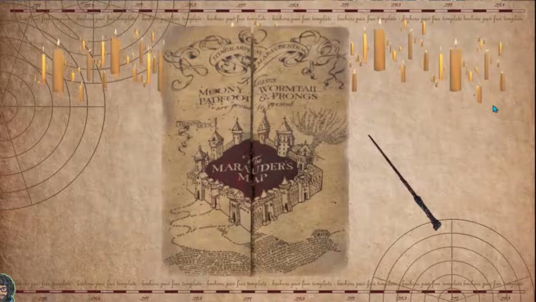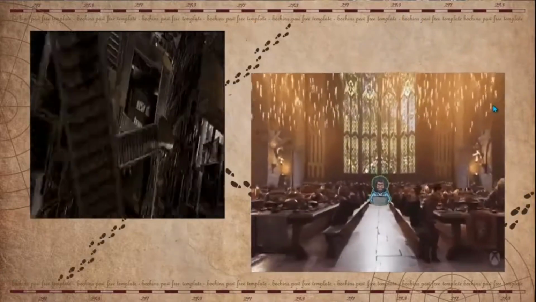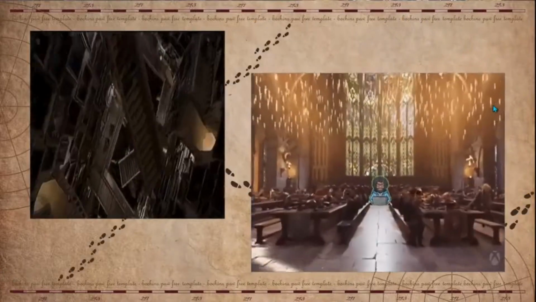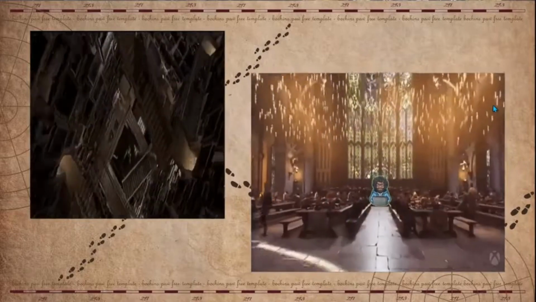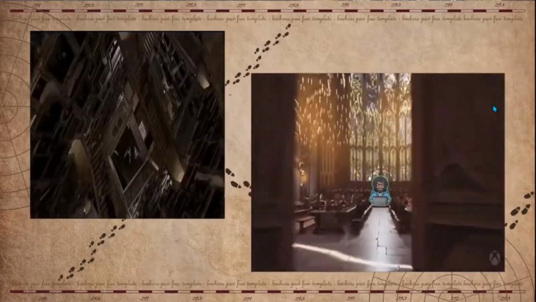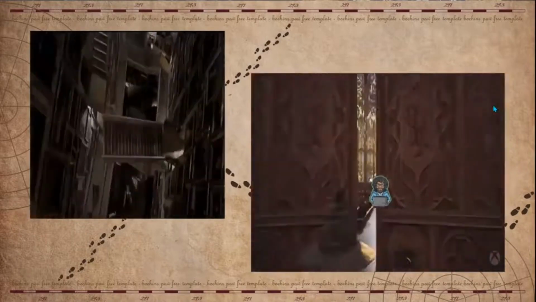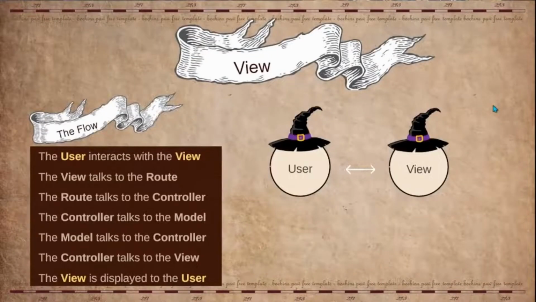And now, since I've added the Mossa Vitri Charm, if you tap on where you want to go, for instance, the Great Hall, the staircases move and the map will give you a direct path from here to the Great Hall. So let's look at this chart again. The user interacts with the view, some other stuff happens, and the view is displayed to the user.